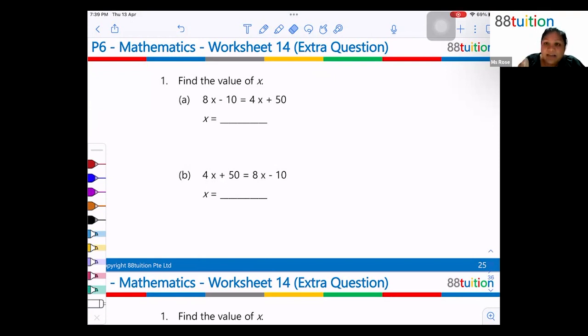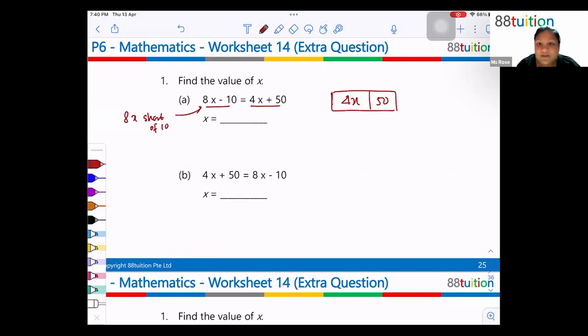It's okay. Now, let me show you. I want to use a model for this. Okay. Now, I can represent the 4x plus 50 like your Papa Ho. Do you remember this? 4x plus 50. Now, if I use 4x plus 50, it is also equal to 8x minus 10. I can also say this as 8x short of 10. When I say minus, it means not enough. So this is the same as 8x short of 10.